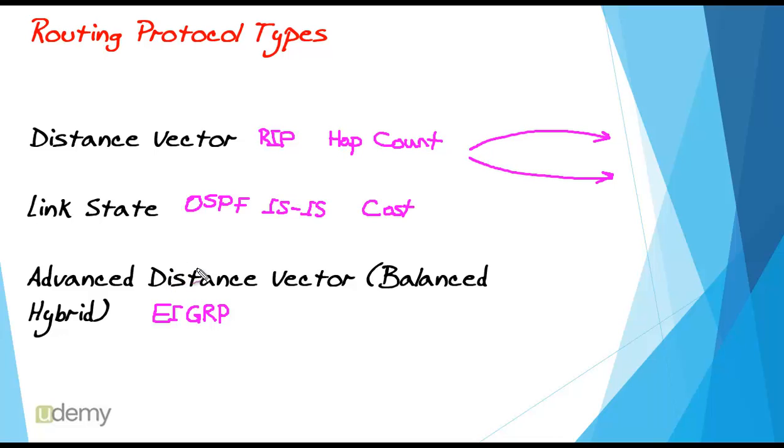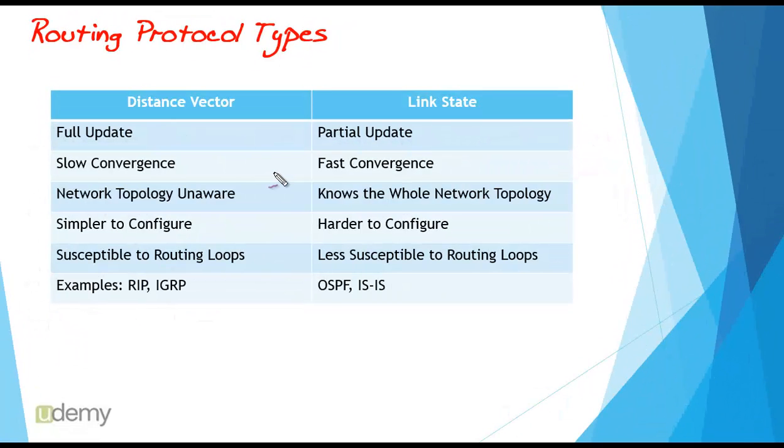Let's compare these routing protocols in more detail. Among many differences between distance vector and link state routing protocols, I just select some keys. First of all, distance vector routing protocols send full updates. It means that they send all of their routing table entries when they want to advertise. But in link state routing protocols, only partial updates are sent. Partial updates are changes, or only link states. Distance vector routing protocols have slow convergence in comparison to the fast convergence of link state routing protocols. Distance vector routing protocols are unaware of the network topology, but link state routing protocols maintain a network topology table to know everything about the topology.